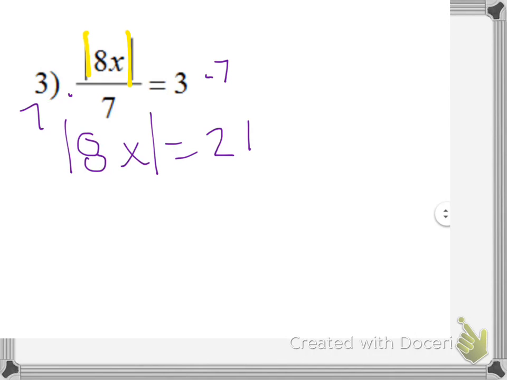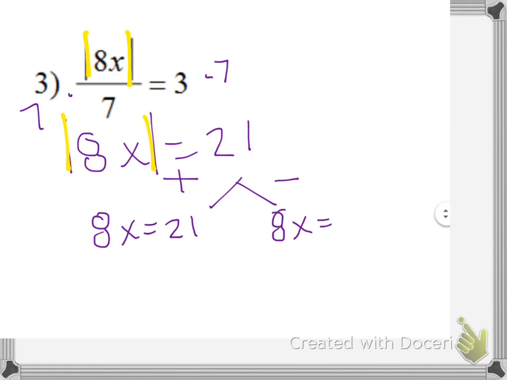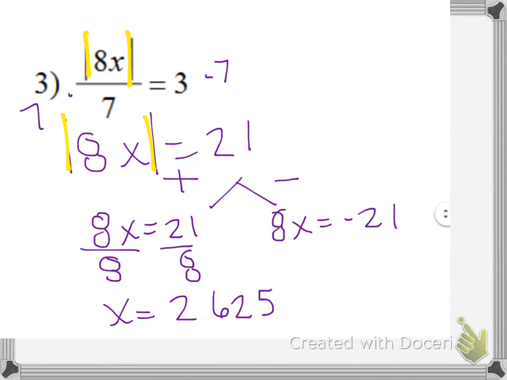Our next step, because we have the absolute value bars by itself, is to split that 21, where one's positive, one's negative. So I'm going to have 8x equals 21, and then 8x equals negative 21. My last step here is to solve for x, and because 8 is multiplying by x, we have to do the inverse of that, which is divide. So I'm going to take 21 and divide by 8, and that gets us 2.625. Okay, so there's my first answer.